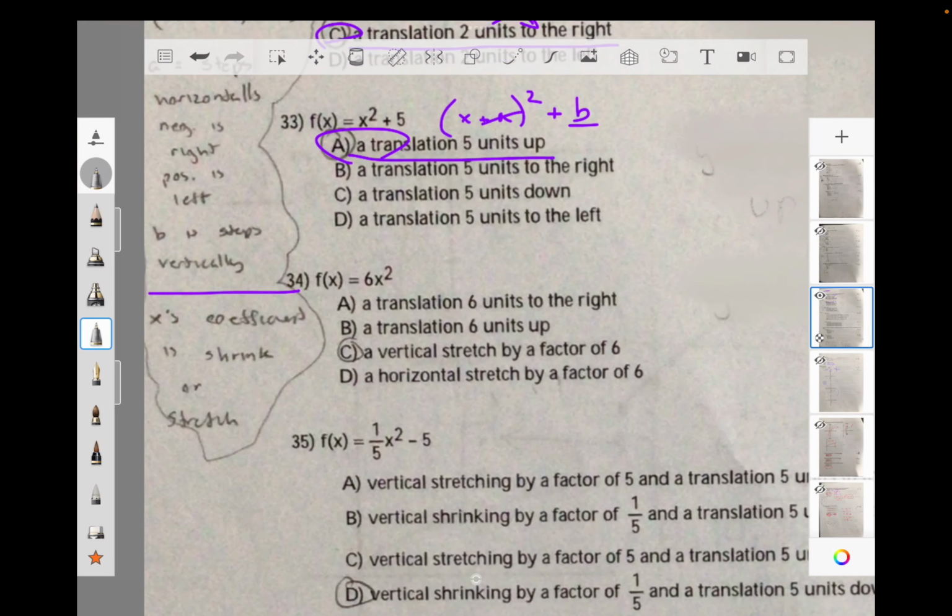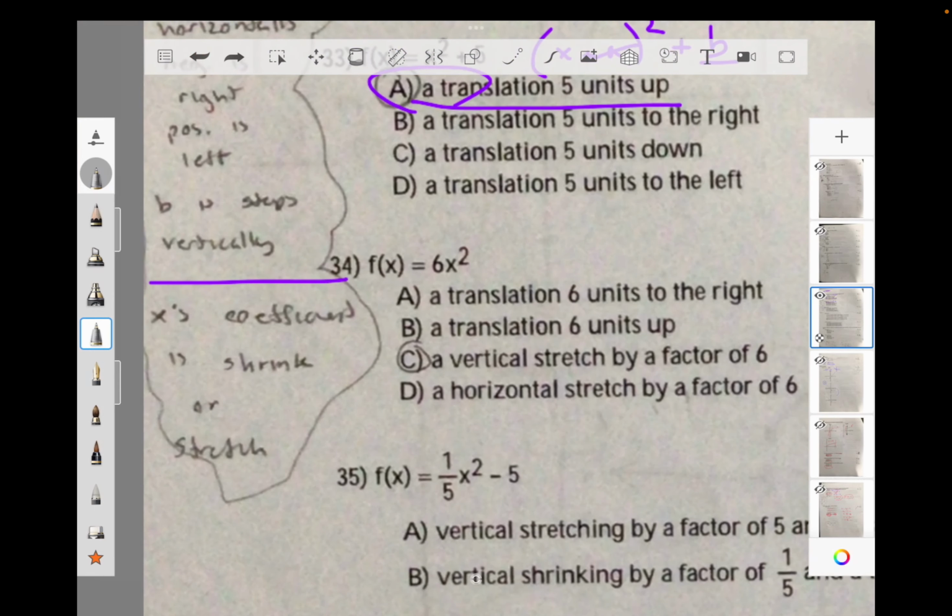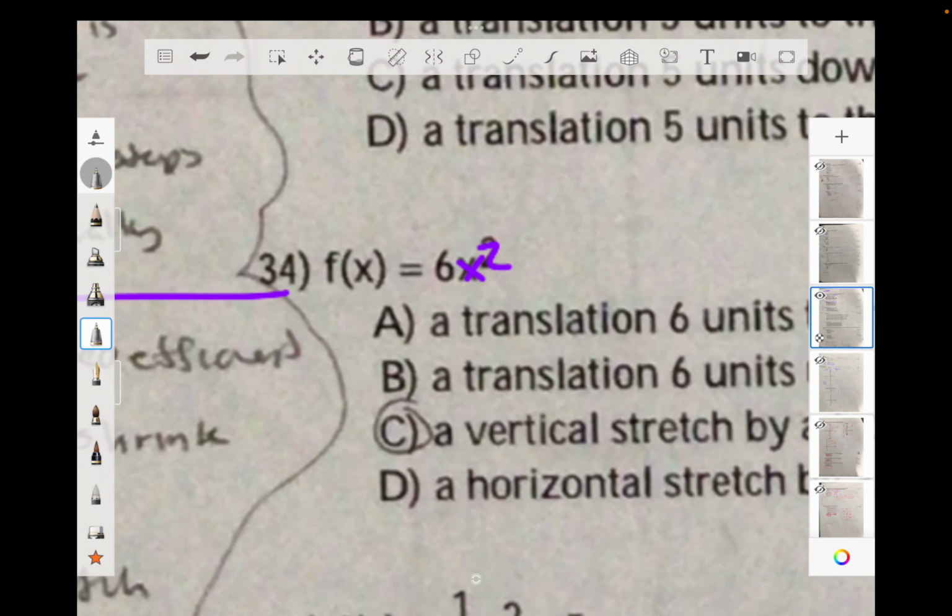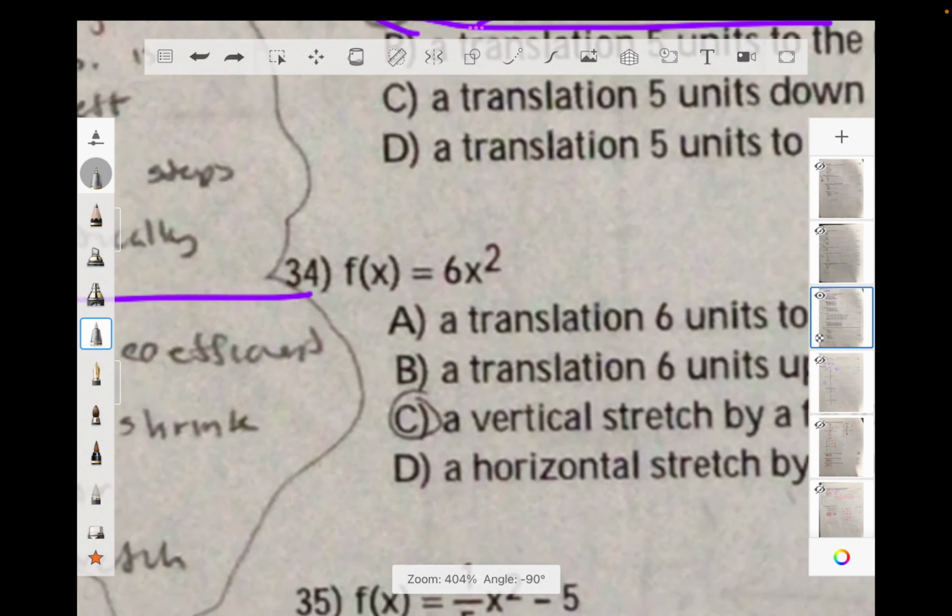6x squared. Okay, so this is where we get into this one. A coefficient is a number before something, in this case a variable. So it's the number before our variable x squared. If the coefficient, in this case 6, is greater than 1, it stretches, and if it's less than 1, it shrinks. So if I had a coefficient of like 1/2, it would shrink. If it was something like 20, it would stretch.